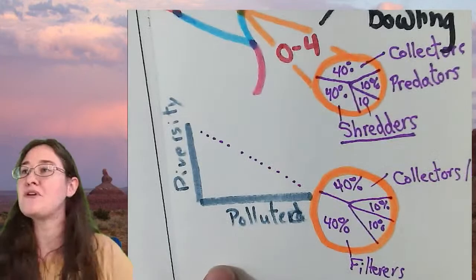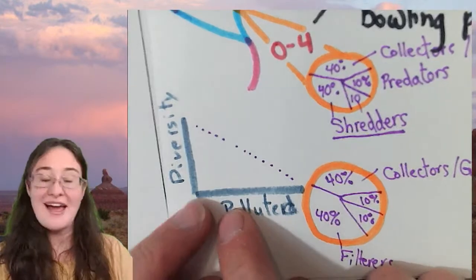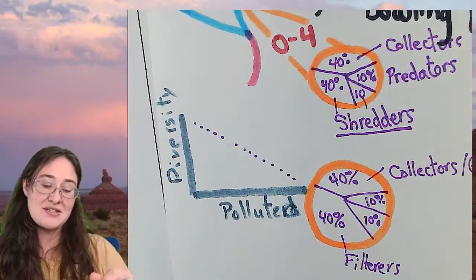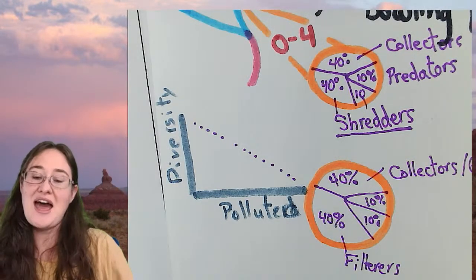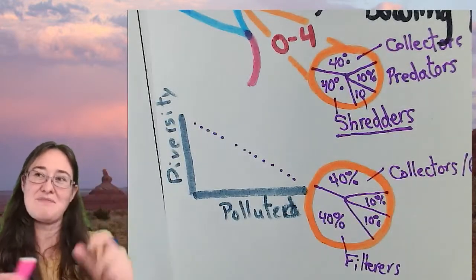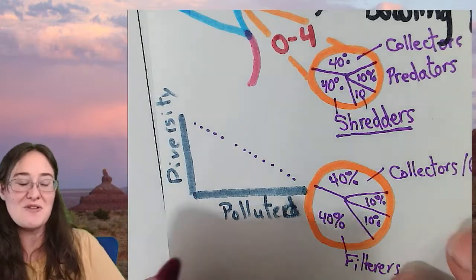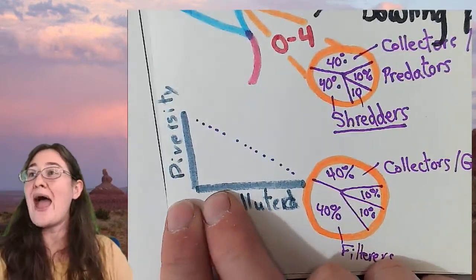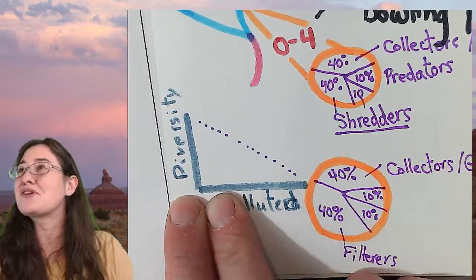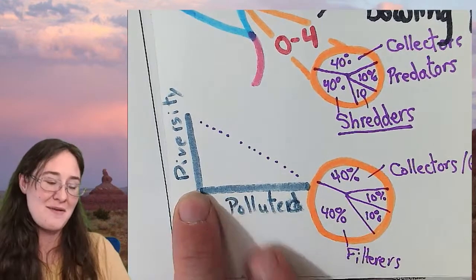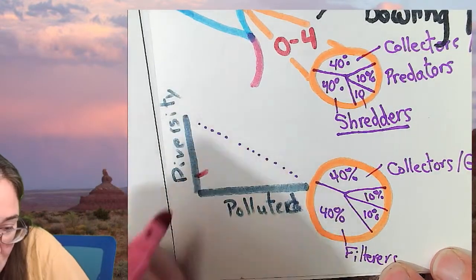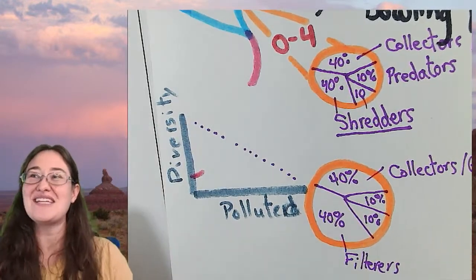This is what people think, that the less polluted it is, the more diversity you're going to have, and that's not exactly what we see. All right, so this is what's kind of in people's minds, but what is in reality, when you have absolutely perfectly clean, pristine water that is not polluted and it's perfect, perfect amount of oxygenated, your diversity can actually be kind of low.